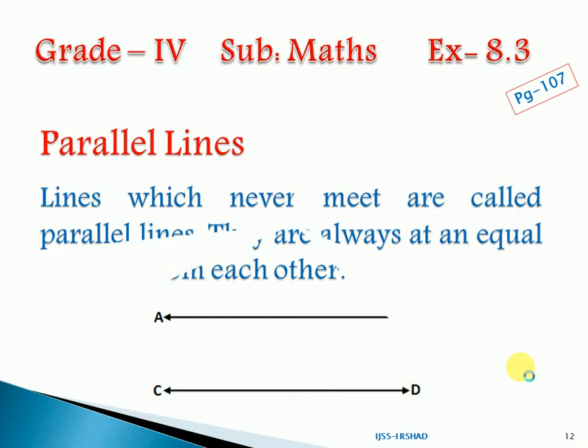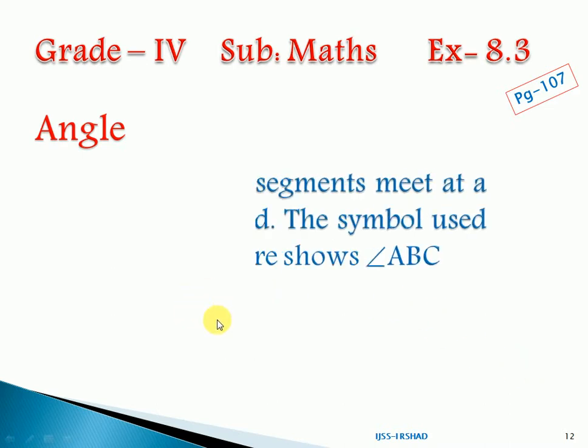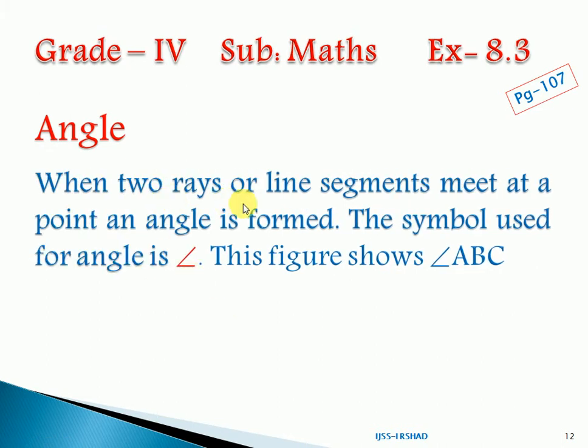Now we'll move to the next point, angle. So what is an angle? When two rays or line segments meet at a point, an angle is formed. I repeat, when two rays or line segments meet at a point, an angle is formed. The symbol of angle is this one, you can see, like two arms meet each other at a point. This point I am showing with a pointer. See this figure. So this figure shows angle ABC.